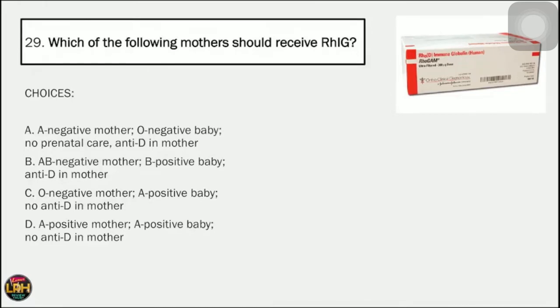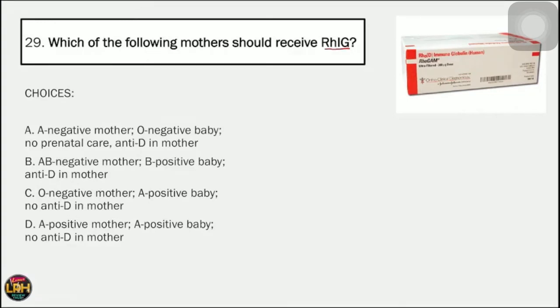For letter B, AB negative mother with B positive baby with anti-D in mother. Letter C, O negative mother with A positive baby, no anti-D in the mother. And letter D, an A positive mother, A positive baby, and no anti-D in mother.